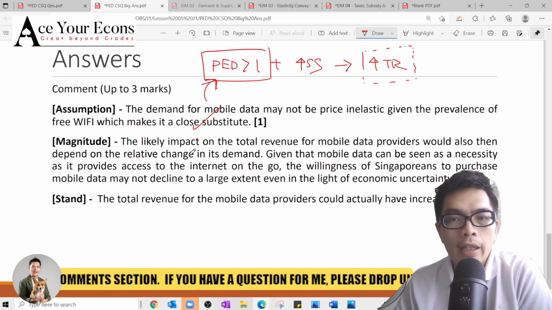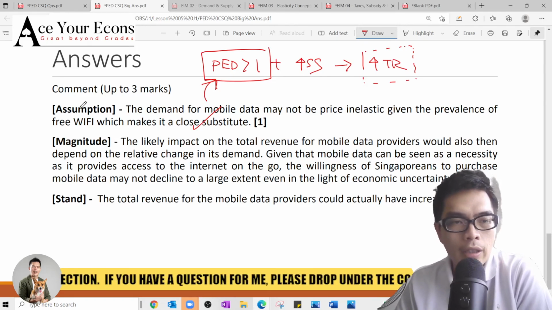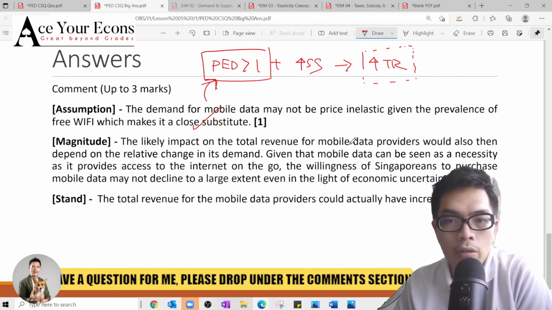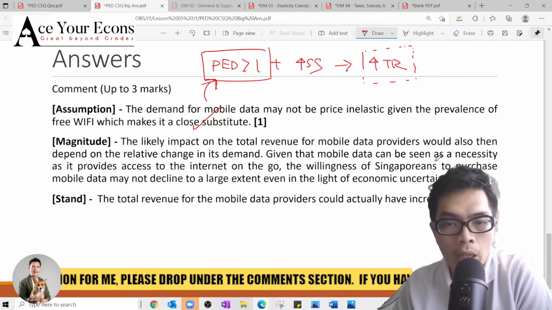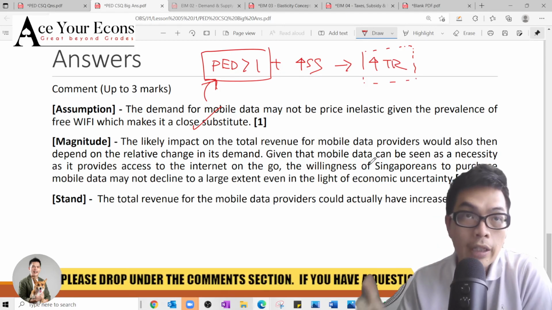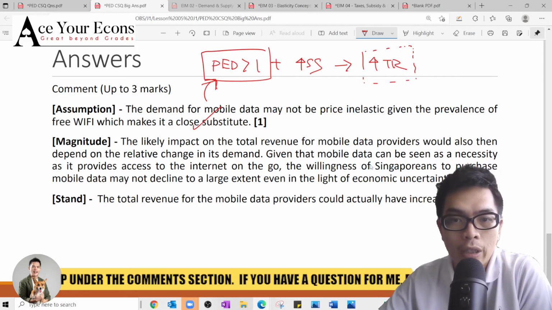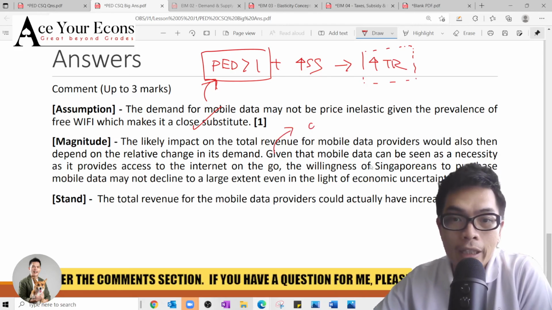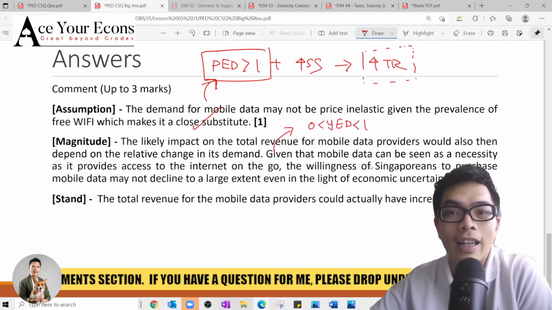Alright, the second point you can look at is magnitude. So the first one critiques on the assumption that PED can be greater than 1. The second one, the likely impact on the total revenue for mobile data would also depend on the relative extent of the change in demand. Given that mobile data can be seen as a necessity, so this is for my H2 students, this is what we'll be covering next week. YED between 0 to 1. Necessity good. It's not a luxury good.